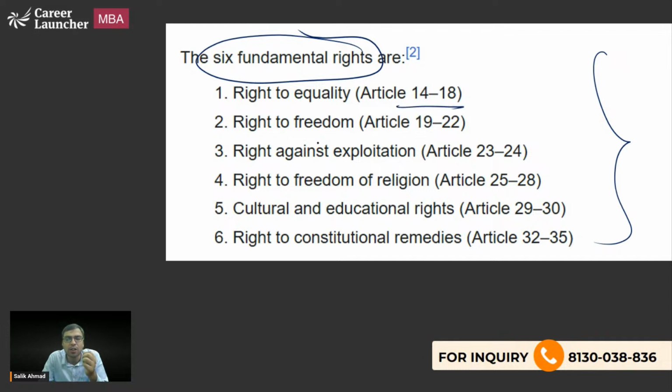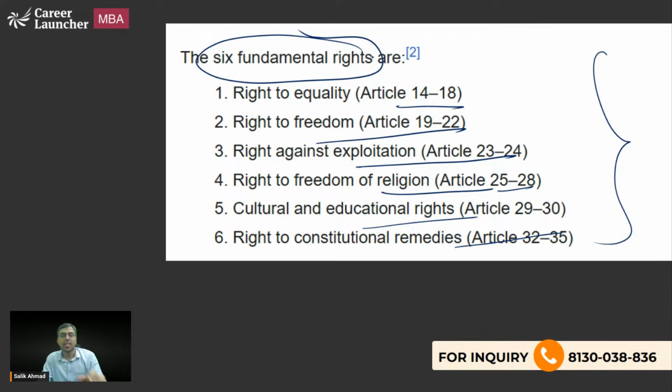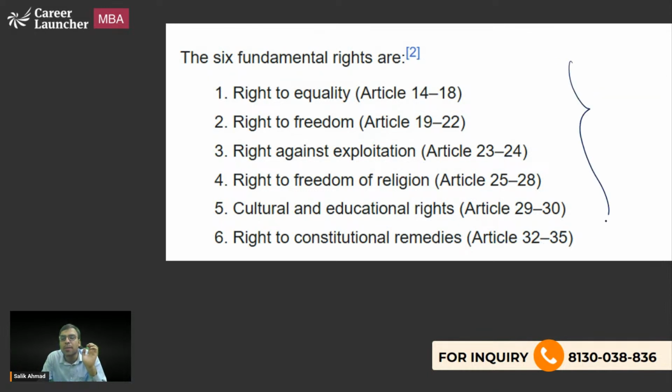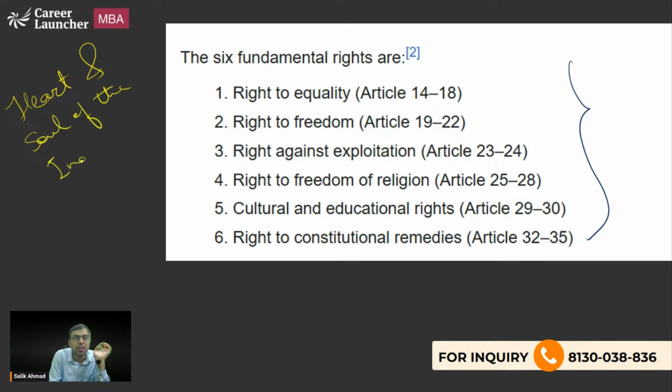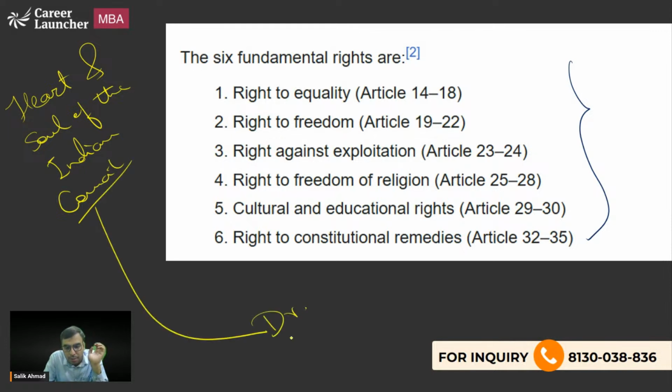Right to equality, right to freedom, right against exploitation, right to freedom of religion, cultural and educational rights, right to constitutional remedies. अच्छा, एक question है, out of all these fundamental rights, which of them was called the heart and soul of the Indian Constitution? ये पूछा है कई बार, heart and soul of the Indian Constitution. This was used by Dr. Bhimrao Ambedkar, Dr. B.R. Ambedkar, for which article of the Constitution? कौन से आर्टिकल के लिए?